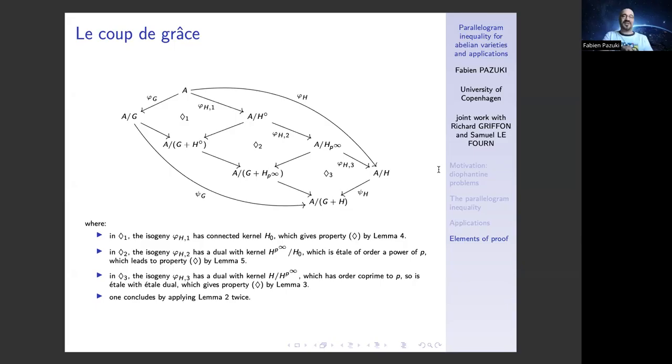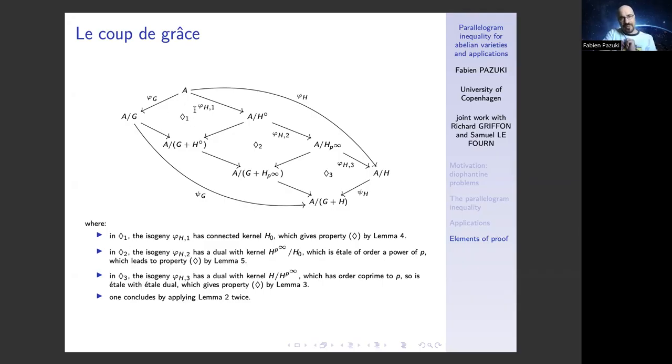So le coup de grâce, what is happening here? You start with A and you want to understand the parallelogram with A over G and A over H. What do you do? You decompose A over H into the three smaller isogenies. So now we have three parallelograms and we need to inquire about the possibility of proving the parallelogram inequality in each of these parallelograms. So I give here the reasoning. I'm quick because in fact, each of them needs a little bit more. So you kind of need to understand several other things that I did not explain to prove them.